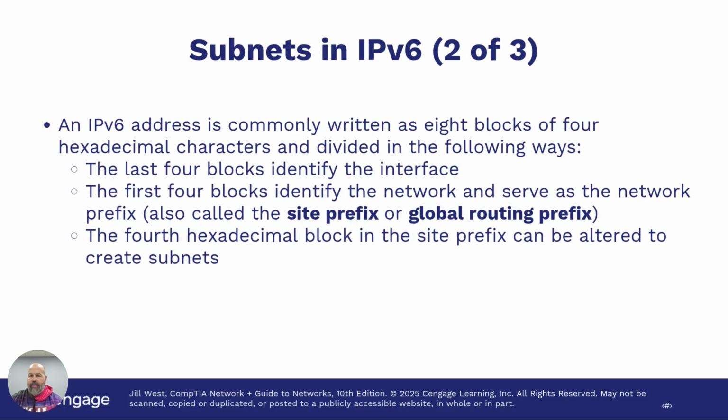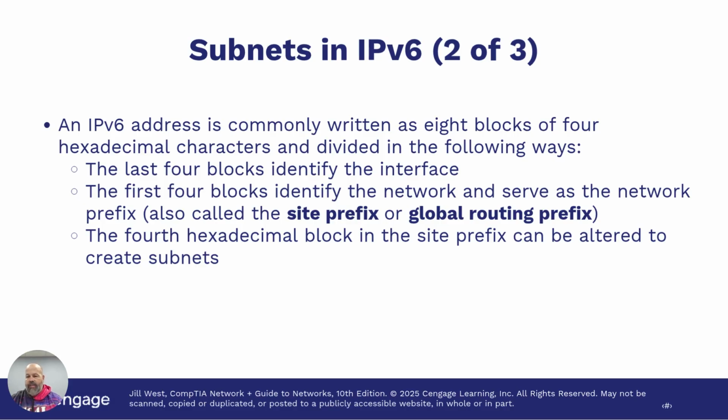An IPv6 address is written as 8 blocks of 4 hexadecimal characters. It breaks down like this. The last 4 blocks identify the specific interface or device, like a house number. The first 4 blocks identify the network, like the neighborhood and the street name. This is called the network prefix, site prefix, or global routing prefix.